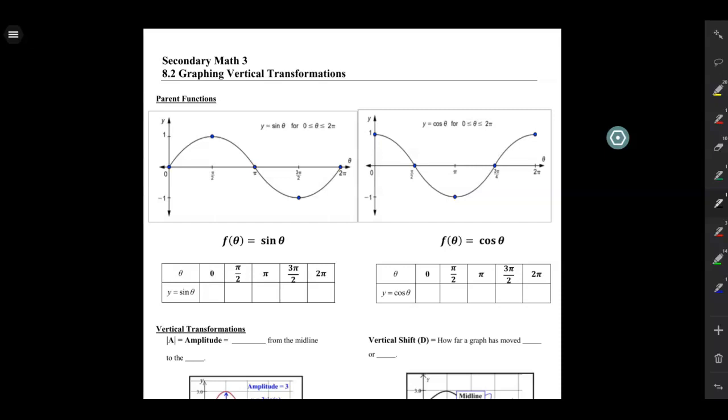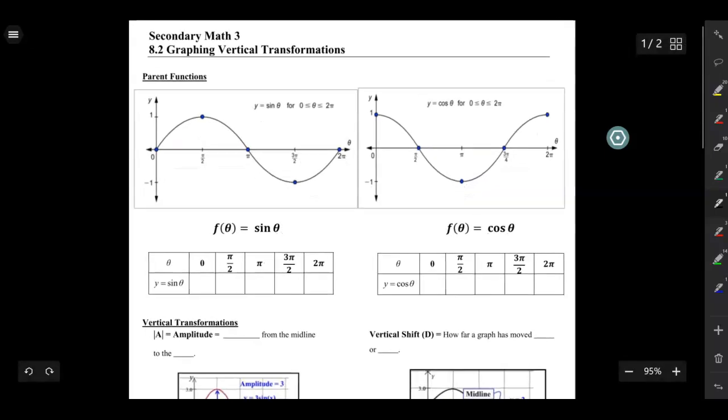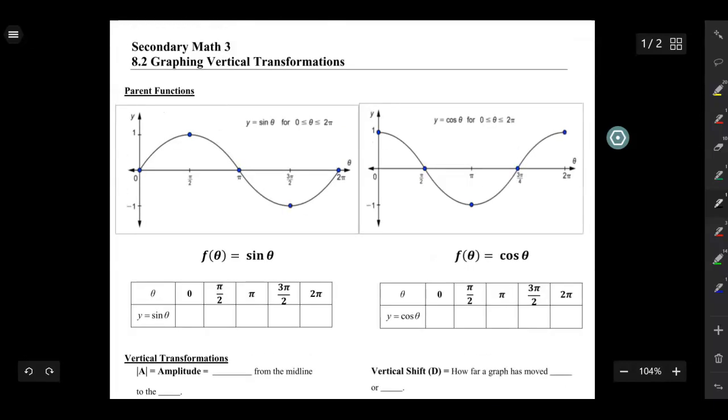In this video, we'll be talking about graphing vertical transformations of the trig functions sine and cosine. So first, let's do a quick review of what the sine and cosine graphs look like. On the left, you'll see a picture of the sine of x, and then on the right, you'll see a graph of the cosine of x.